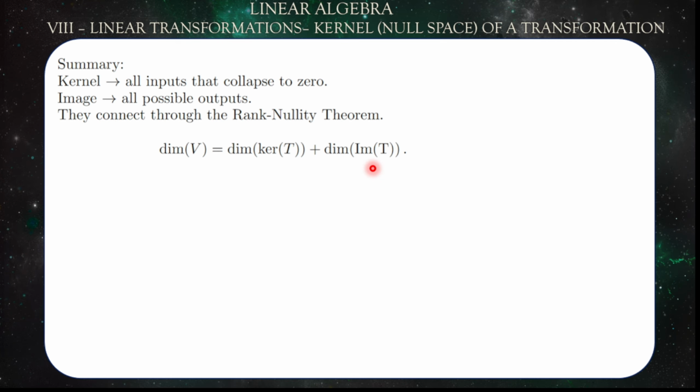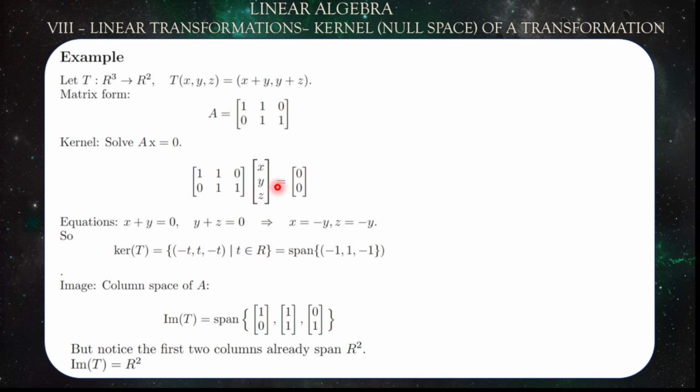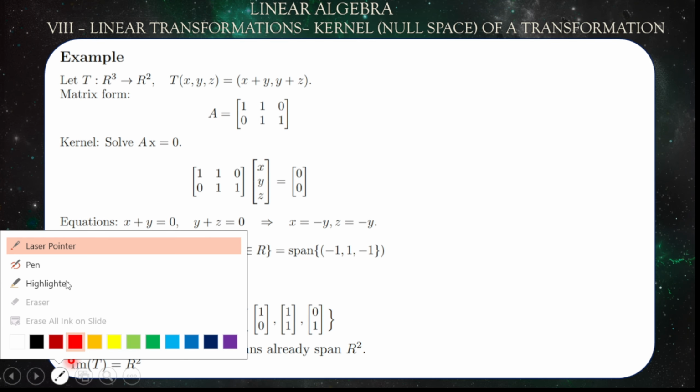So if we go back to the previous example, you have the dimension of image of T is 2, dimension of kernel of T is 1, 1 plus 2 equals 3, which gives us back the dimension of V. And this complies with the theorem, okay? So our evaluation is correct.